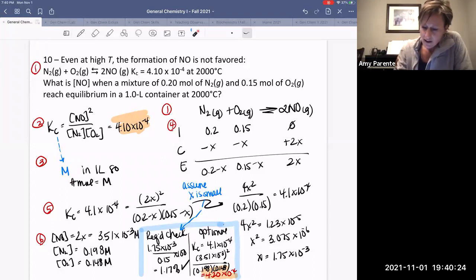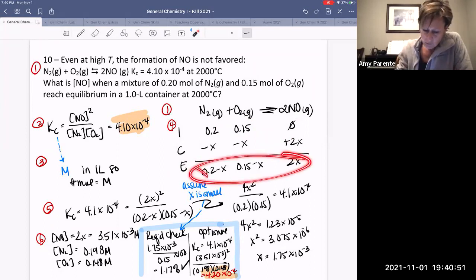So initially, we set up our ice table here. So initially we have 0.2 molar N2, 0.15 molar O2. And we know we're going to lose a little bit of that to make some NO because we have none of that to start with. Okay, so propagating our ice table, we get our equilibrium values as 0.2 minus X, 0.15 minus X, and then 2X for the NO concentration.